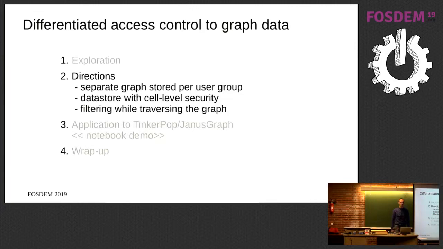Second possibility would be to build access control mechanisms into your graph store. And the third way we will explore is to just do the filtering in your application itself and see how that performs.